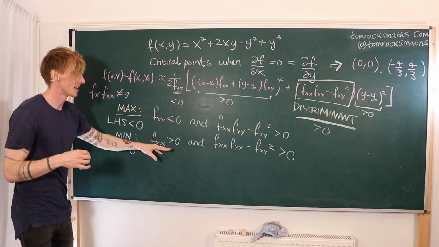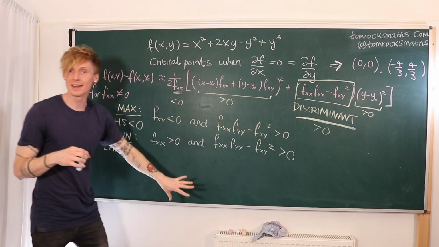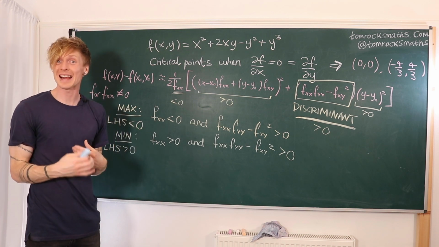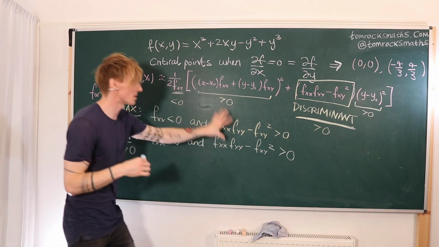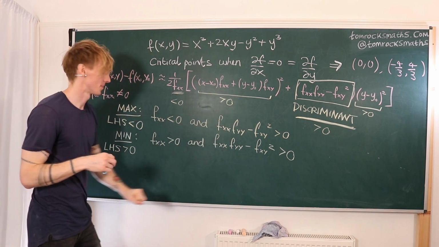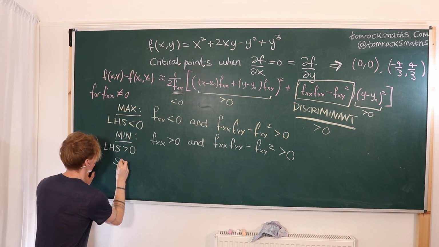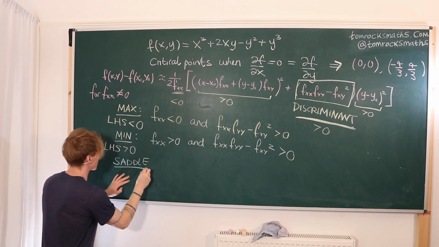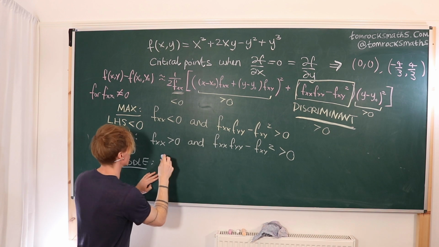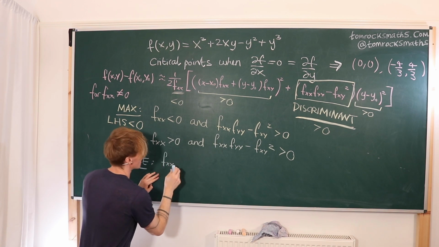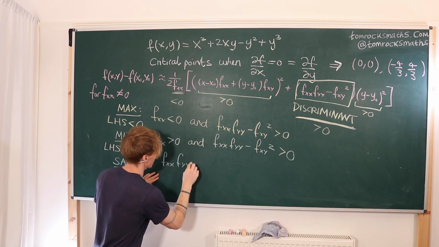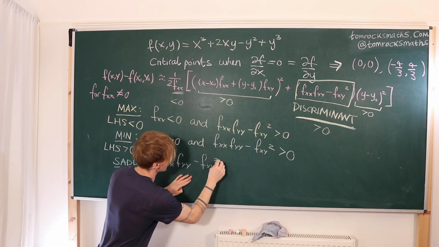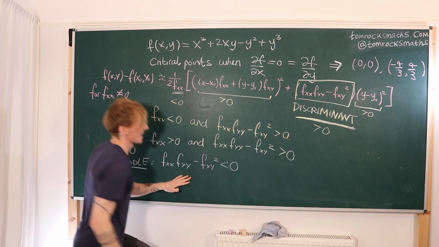Those two cases are determining the max or the min when the discriminant is positive. So the saddle will actually happen when the discriminant is negative. So for the saddle, this is the only condition that's actually required: your discriminant must now be negative. So fxx fyy minus fxy squared is negative.